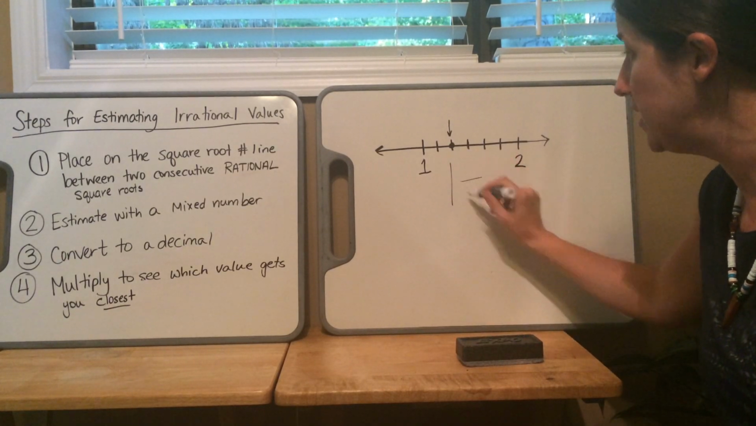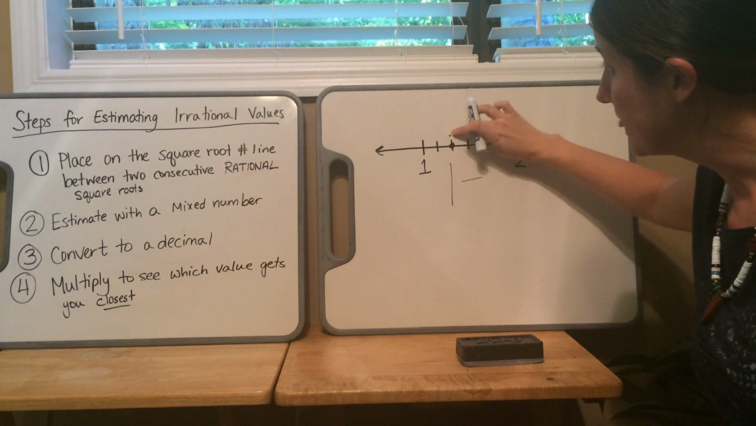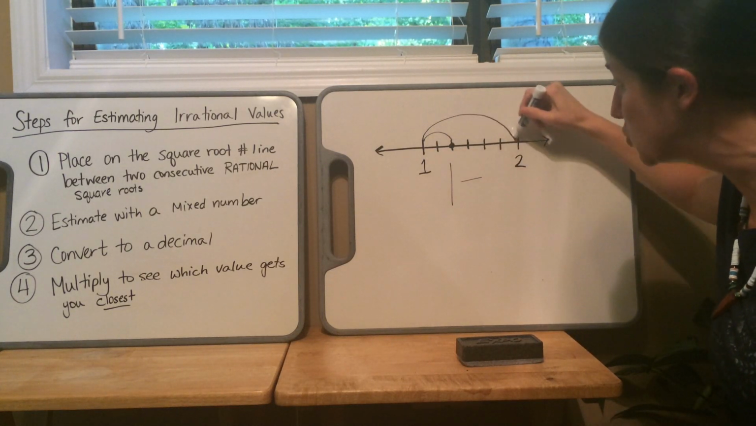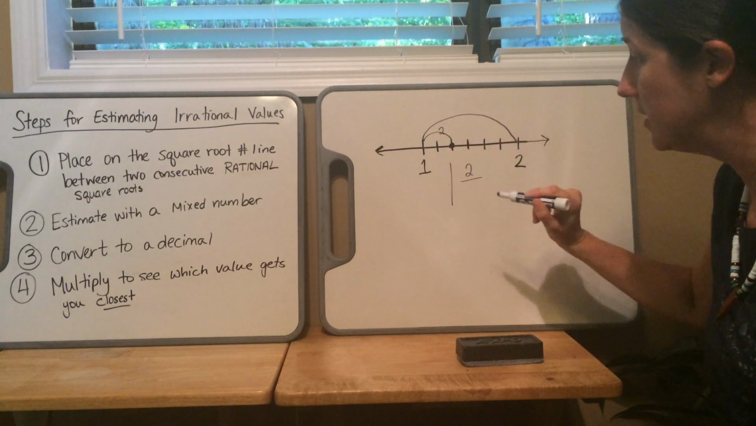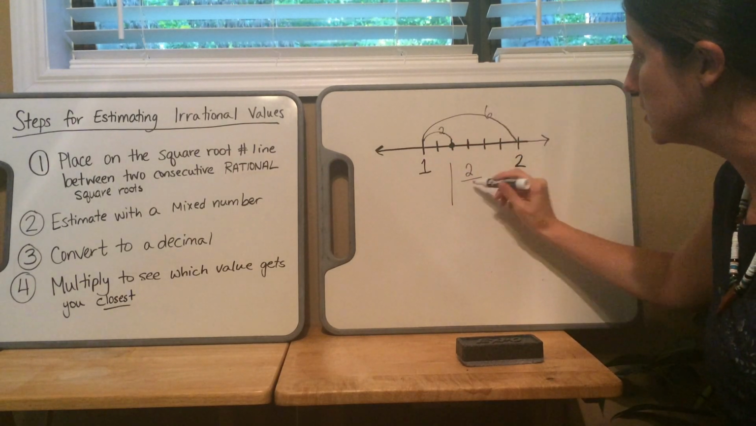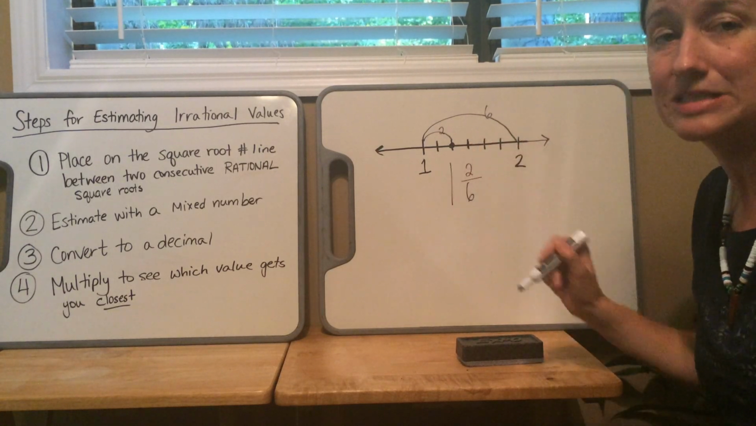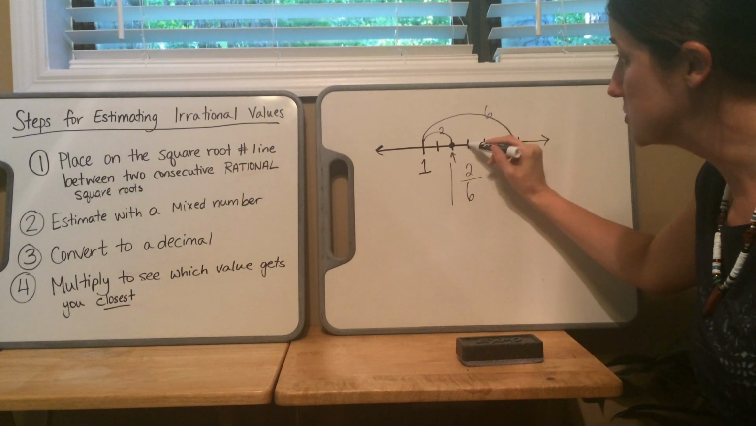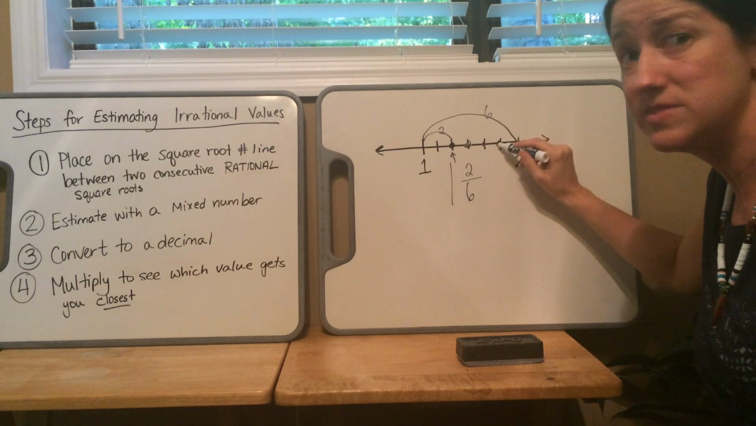So it's 1 in some fractional amount. To determine the fraction, we see how far away it is out of the total distance between 1 and 2. It is 2 units away from 1 out of the total 1, 2, 3, 4, 5, 6 units that 1 and 2 are divided up into. So it is 1 and 2/6 of the way. This point is 1 and 2/6. This would be 1 and 3/6, 1 and 4/6, 1 and 5/6.